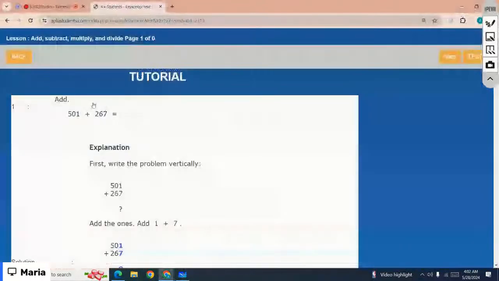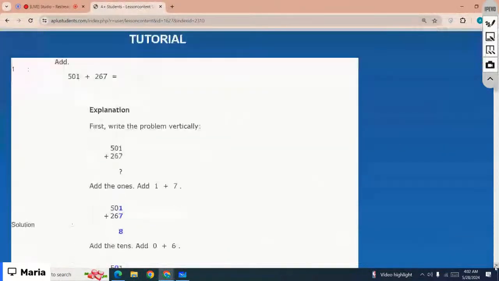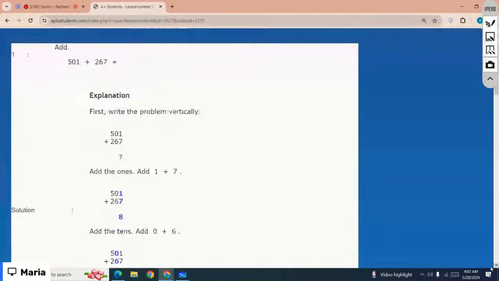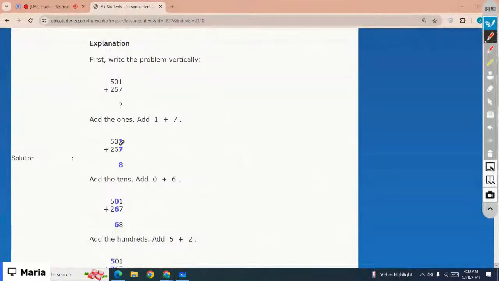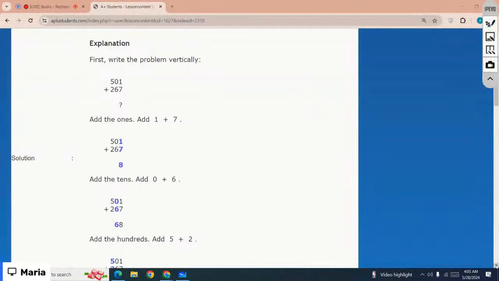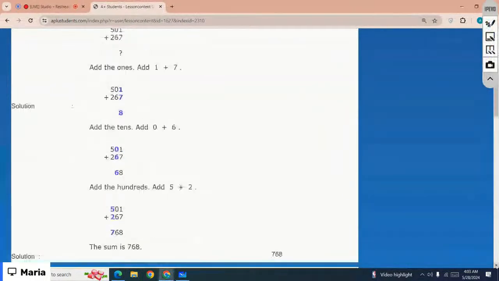Okay, the first example is you have to add 501 and 267, right? So first you have to write them down one above the other. You have to start adding from the ones digit. You have to do 1 plus 7. So 1 plus 7 is 8. Then you have to add tens now. 6 plus 0 is 6. And then you have to add the hundreds, that are 5 plus 2, that is 7. So the correct option is 768.